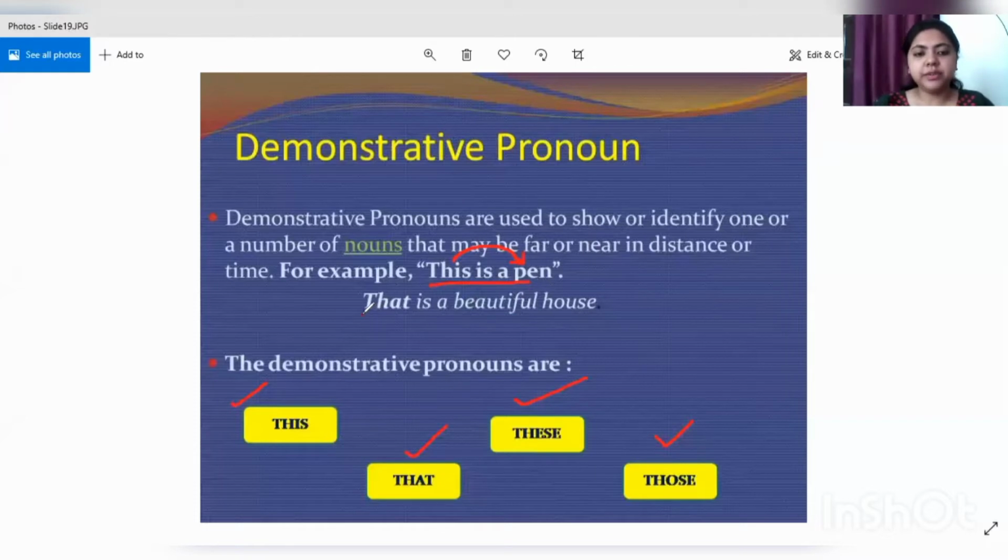In the next example, that is a beautiful house. So this word that is referring to a beautiful house. Now this house is a noun. So it is referring to a house. Somebody is indicating or pointing out that house, which is beautiful. So here that becomes a demonstrative pronoun. All right.